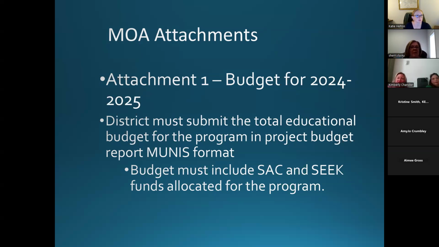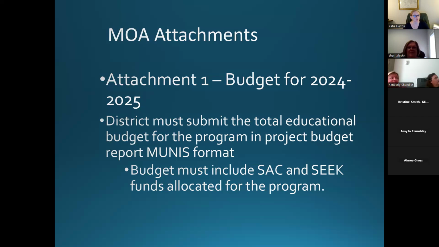Attachment 1 is about your budget. The district must submit the total educational budget for the program, and it has to be in a MUNIS format. The budget must include any funds that are allocated for that program. So some people will say, well, the only thing I use for my program is the KECSAC money and SEEK dollars, and that's okay. But some people go into really great detail and say, I get funding sources from 5-6 different places to operate my program. And that's more of a true reflection of what is actually happening. So we always want our documents to tell the story as it is. So just keep that in mind when you're preparing your budget.